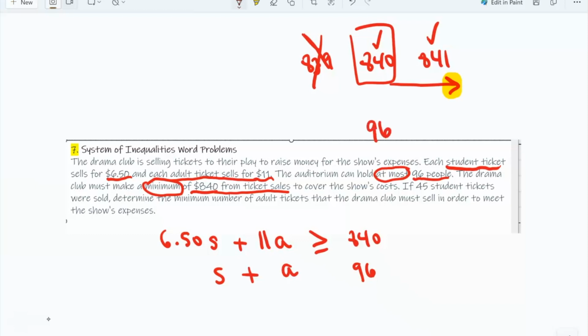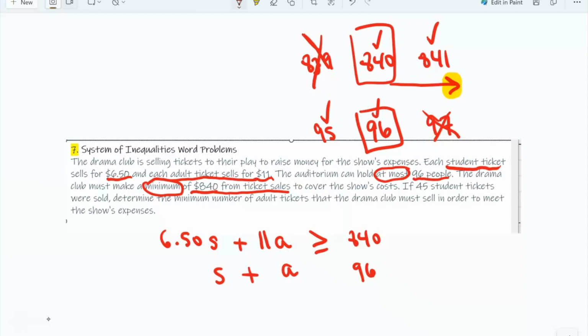So let's go ahead and do that. I have $96 as my starting point. At most I can have 96. Does that mean I can have 97? No, because at most I can have 96. But can I have less than that? Can I have 95? Yes, I can, because at most I can have 96. Can I have 96 people? Yes, because at most I can have 96.